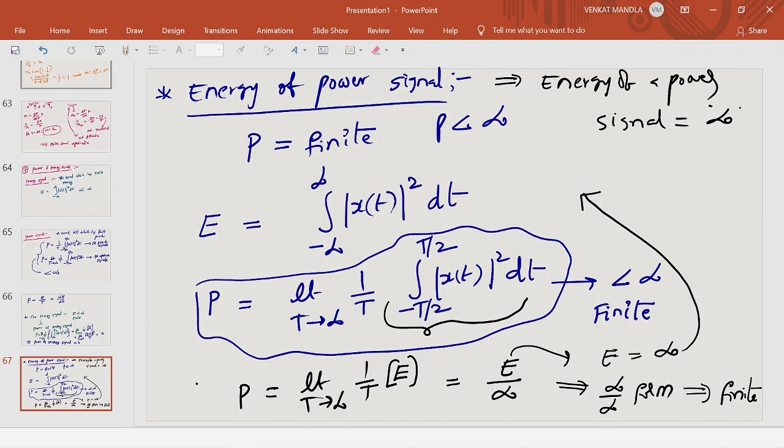So it is common sense, because a power signal has to supply power from minus infinity to plus infinity. If you integrate any signal from minus infinity to plus infinity, you will get infinity only. So that is why energy is infinity for a power signal.